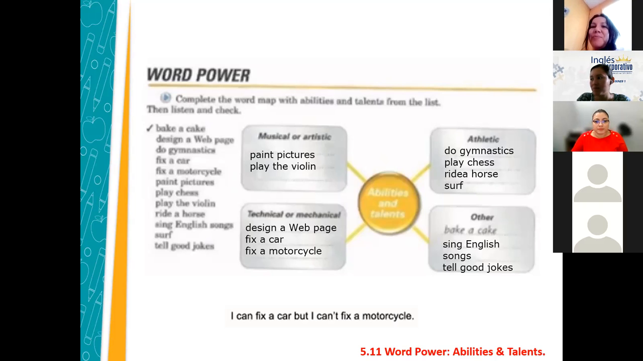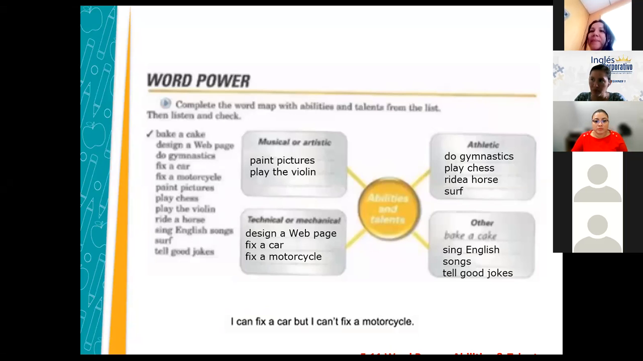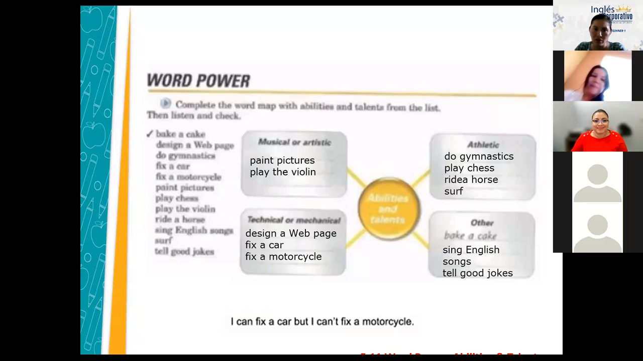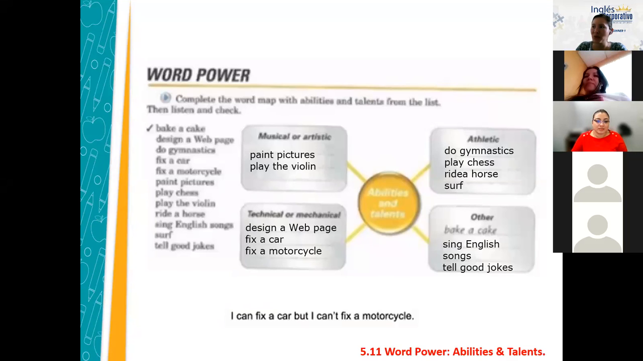Oh, go ahead. I can drive a car. Okay. I can play baseball. I can dance salsa. Okay. Only those three. Okay, thank you very much.